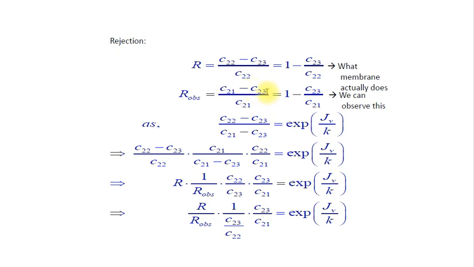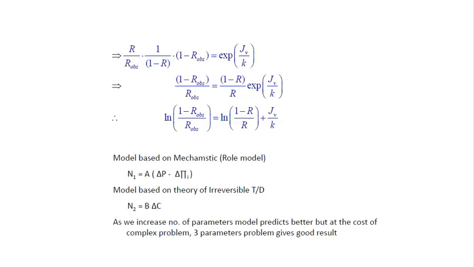So (C21 minus C23) by C21 is the observed rejection. So you can correlate the observed rejection and actual rejection based on this formula. Okay, so this is the simple derivation, you can follow this. I have already asked this derivation during the mid semester exam.